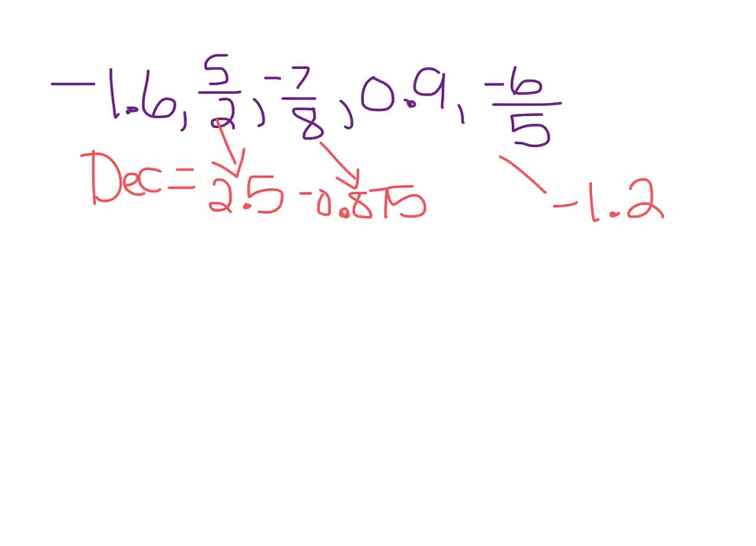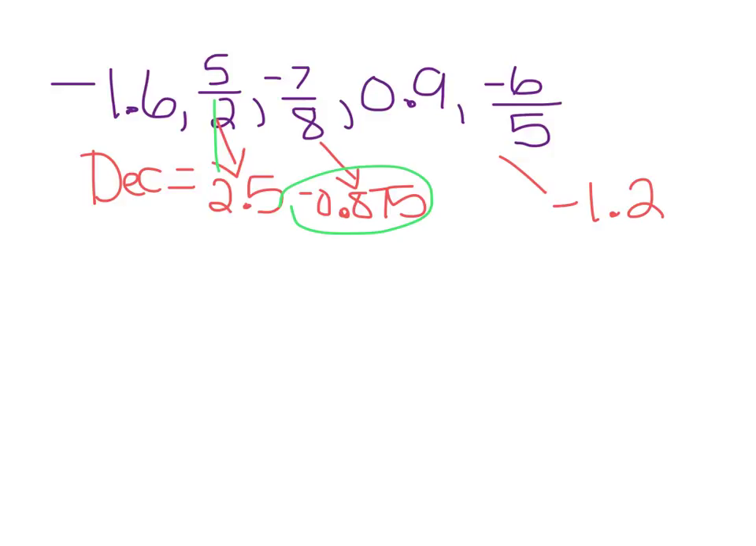Go. Okay, the first thing I want to go over are the decimals. So 5/2 is the first one that I did, and that turned into 2.5. Negative 7/8 turned into negative 0.875, and negative 6/5 turned into 1.2.